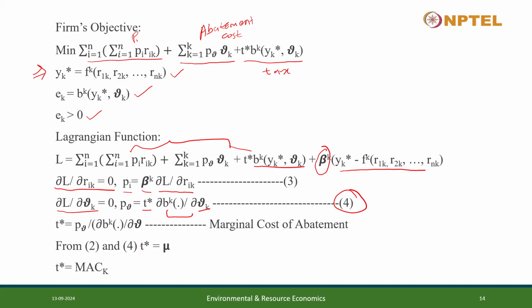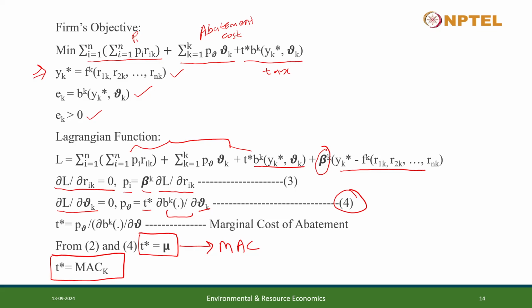So we can say that from 2 and 4, the optimum level of tax is mu, where mu is represented by the marginal abatement cost curve of the firm. So tax is equal to the marginal abatement cost curve of firm k. Firm k is one of the ks, however it is applicable for all the firms, from k equals 1 to capital K.